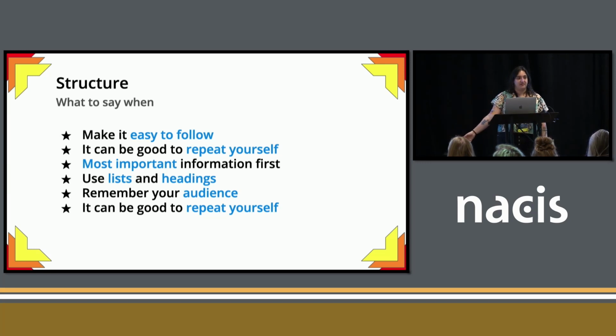I know we don't want to do that a lot, especially if you come from a programming world. You especially are not supposed to repeat yourself. But when in writing, you can repeat yourself a lot. It's great. You're going to want to put the most important information first because people don't read. They skim, and they'll read the first sentence, and if it doesn't feel important to them, they'll skip to the next thing. Structure with lists and headings, so it's easy to scan and remember your audience. And it can be good to repeat yourself.